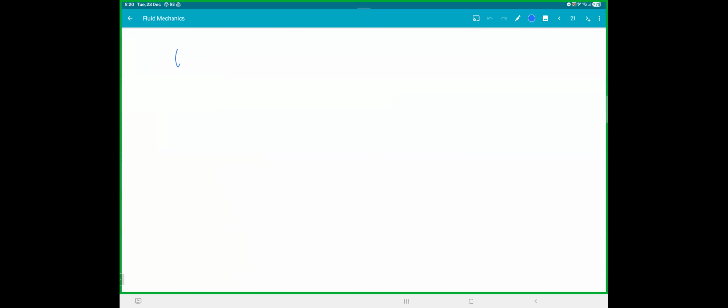Now, if you take a horizontal cylinder, the pressure will be PB into area. This will be PC into area, right? And you can clearly see PB must be equal to PC. So from here, we can make a statement: pressure varies only in the vertical direction, and remains constant in the horizontal direction.